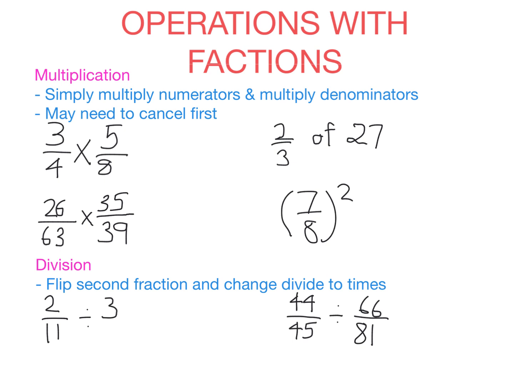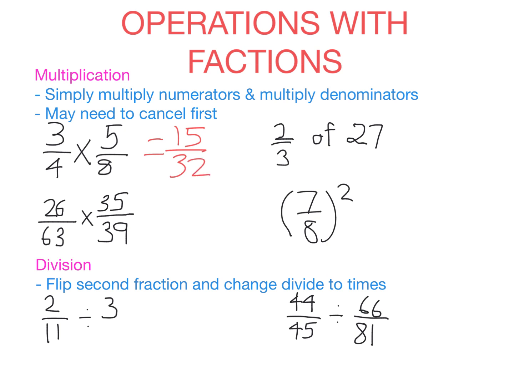When you multiply fractions, you simply multiply numerators, so the top numbers, and you multiply denominators, the bottom numbers. Now you may need to cancel first. I'll show you what I mean by that in an example. But for something like 3 over 4 times 5 over 8, it's nice and simple. You simply multiply the tops, 3 times 5, multiply the bottoms, and you're done.